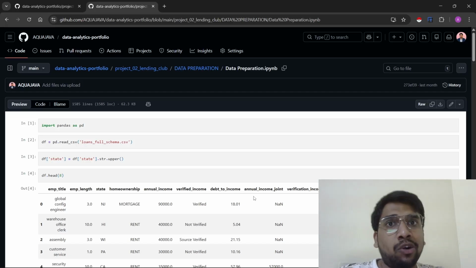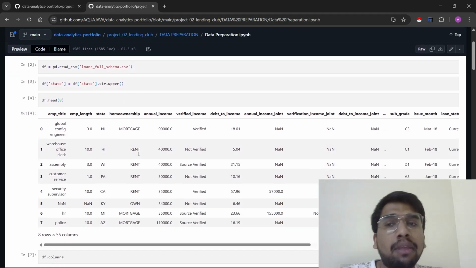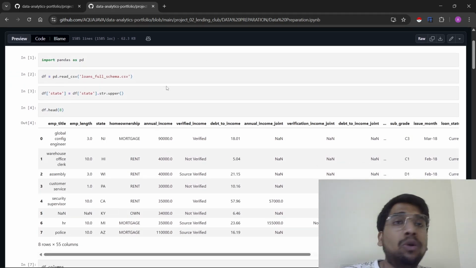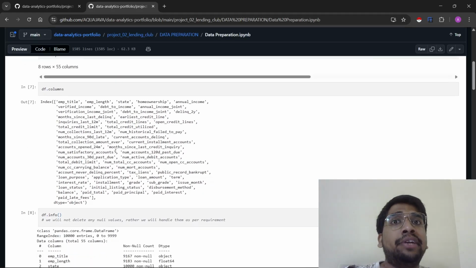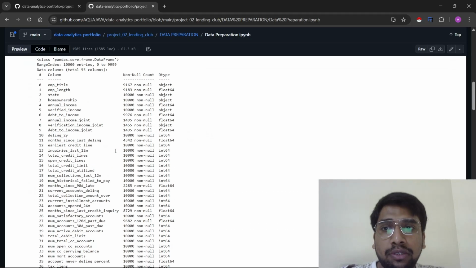Okay, so the Jupyter notebook is loaded. Now I will show you what I had done here. So first, the basic step, you import the pandas, you import the dataset, you check the dataset, like the columns, the data types, number of null values.